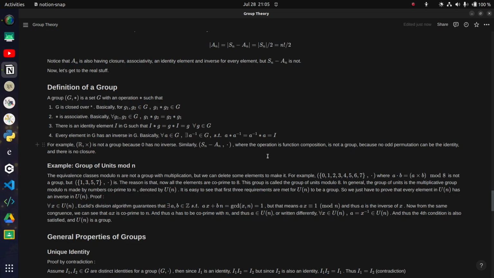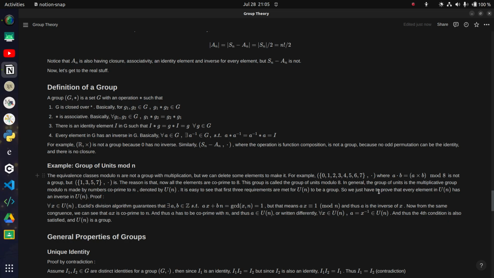Yeah. So now let's go to a good example, the group of units modulo n. So the equivalence classes modulo n are not a group with multiplication because 0 has no inverse once again. That already proves that they are not a group. But we can delete some elements to make it one. So for example, the set 0, 1, 2, 3, 4 till 7 with the operation of modular multiplication, and this is done modulo 8, of course.